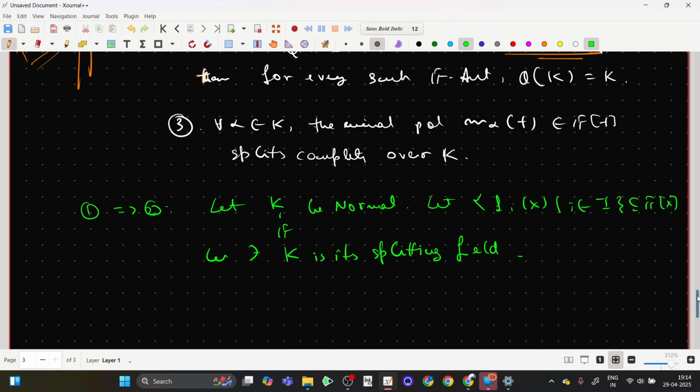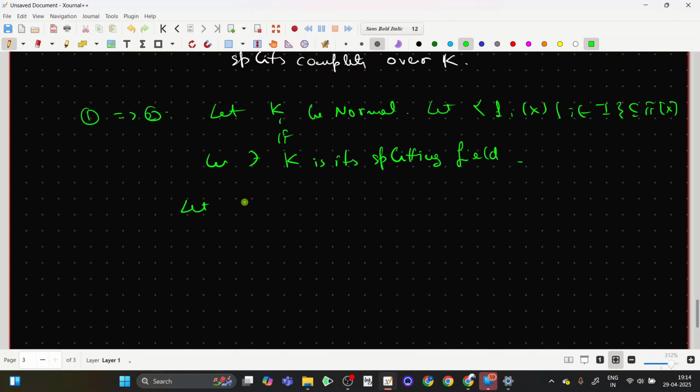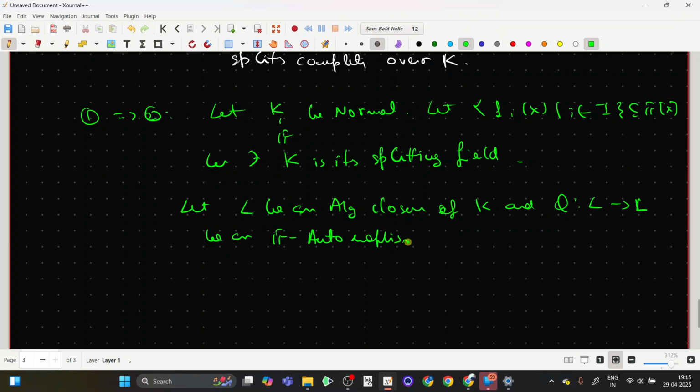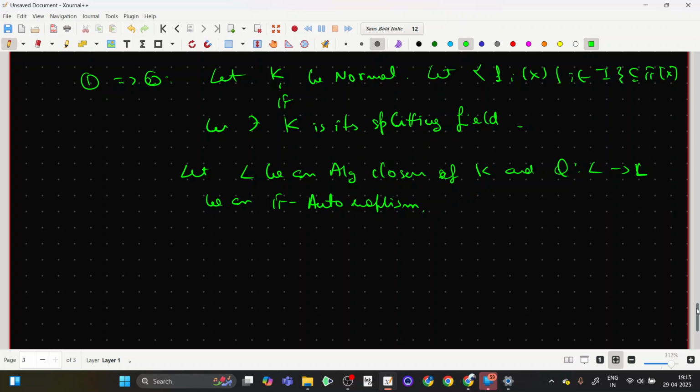Okay, let L be an algebraic closure of K and phi from L to L be an F automorphism. What we want to prove is that phi of K is K. Now what we know about the structure of K is that K can be formed by adjoining the roots of all these polynomials f_i to F. That is something we know.